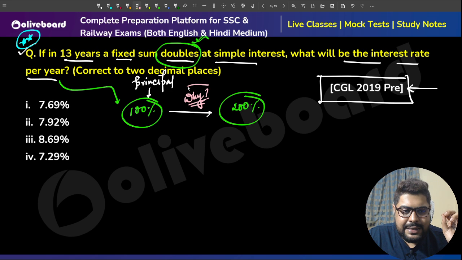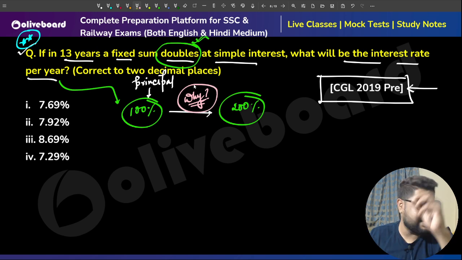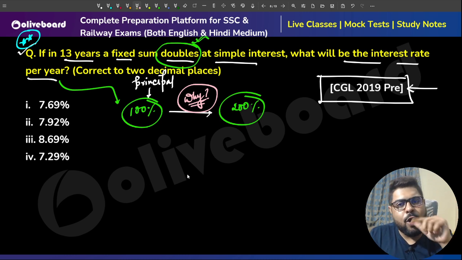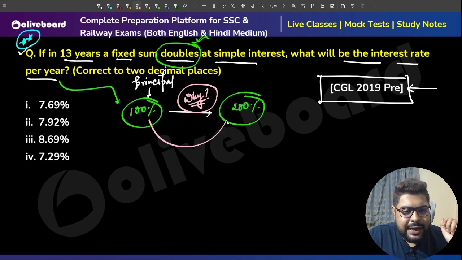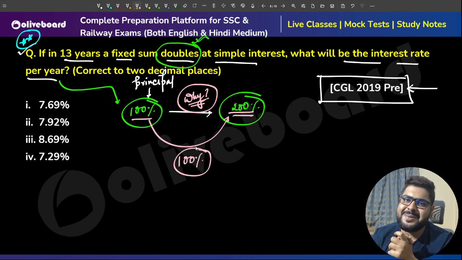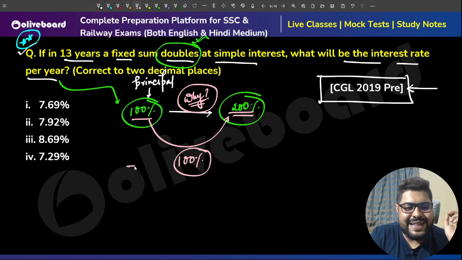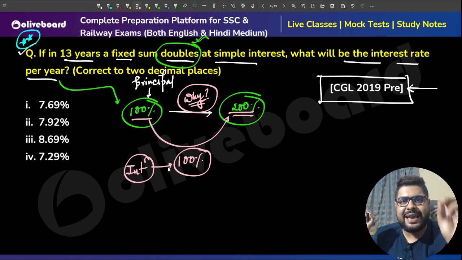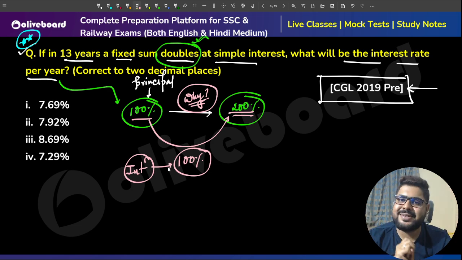Now why? The answer to this why, sir, is because interest is getting added. How much interest, sir? Whatever is extra, from 100% to 200%, meaning the extra is again 100%, because 100 plus 100 gives you 200. So, sir, this is nothing but your interest.